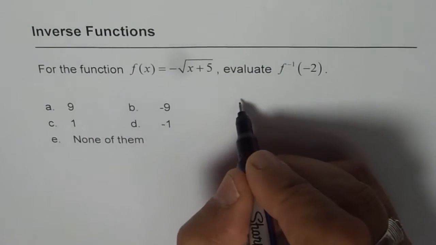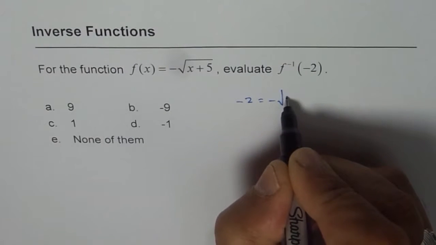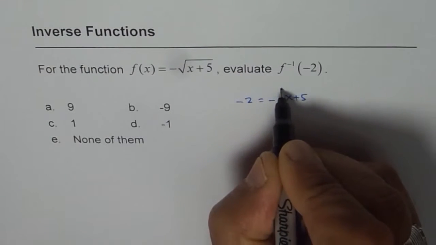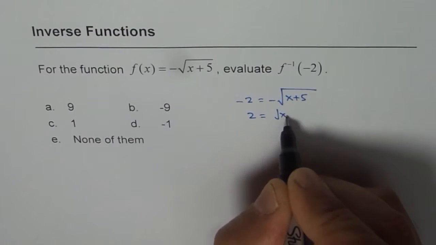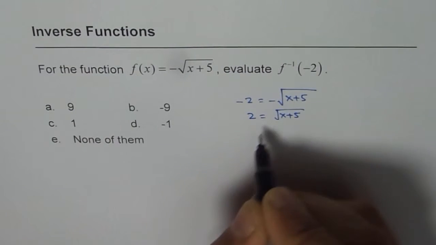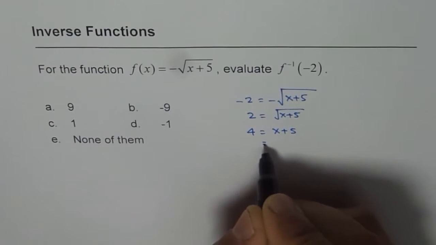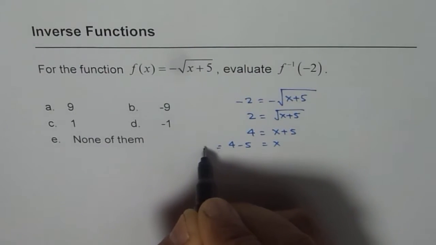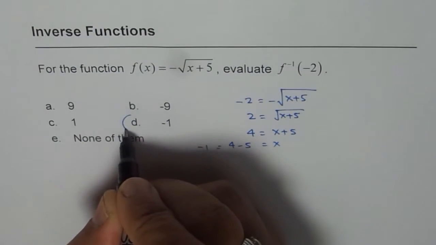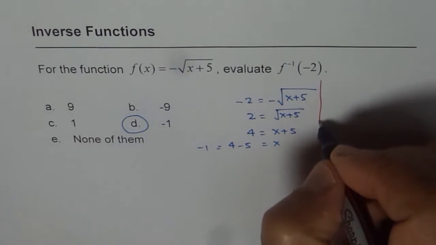Let's do that. So minus 2 equals minus square root of x plus 5. So we get 2 equals square root of x plus 5. Squaring, we get 4 equals x plus 5, and x equals 4 minus 5, which is indeed minus 1. So option D is the right option. That is one way of solving this particular question, correct?